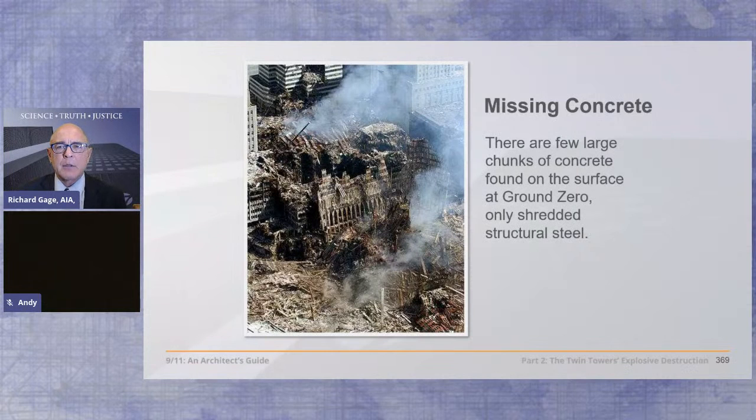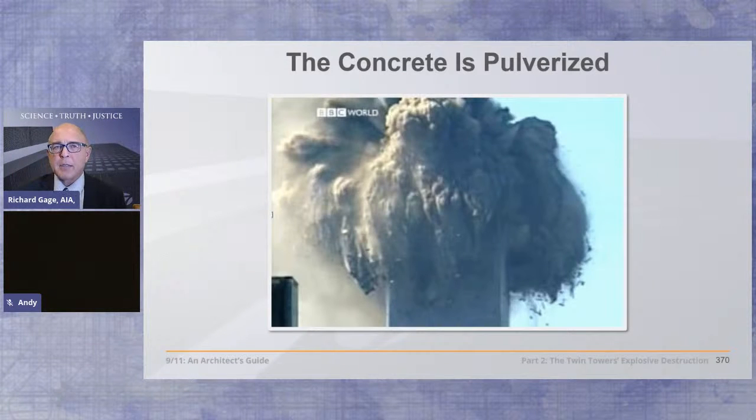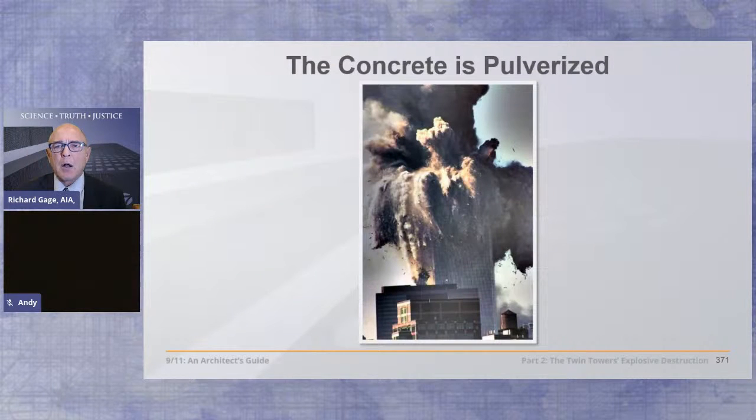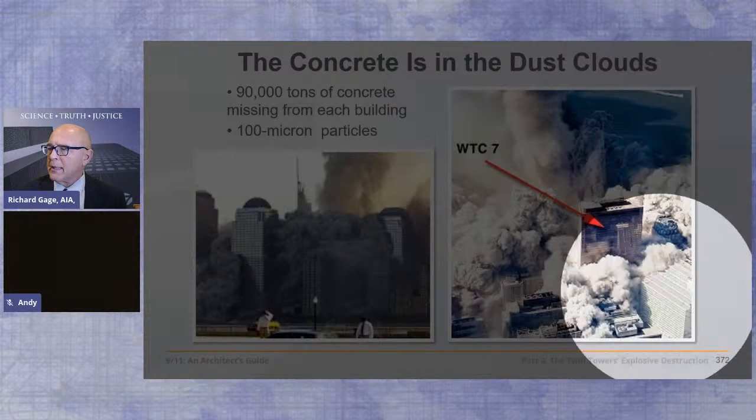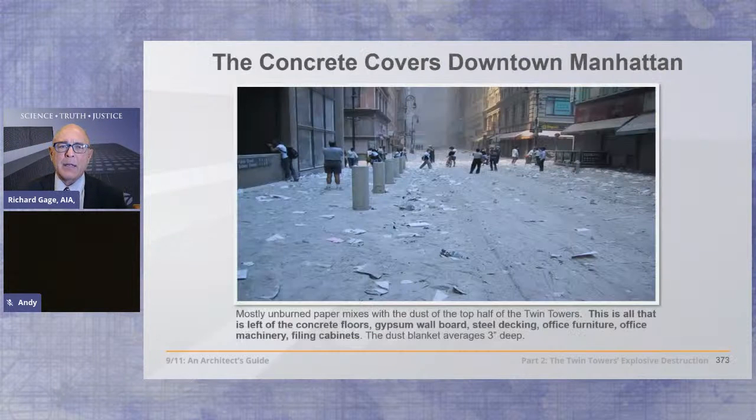Where is the concrete? There it is, pulverized in midair. All the photographs, all the videos show in each building 90,000 tons of concrete pulverized to 100 micron particles on average. What is the energy that's crushing these? They don't even make it to the ground. We saw that. Well, they do, but they distribute laterally over the entire island across Manhattan in a 3-inch pile. Not in the World Trade Center building footprint.